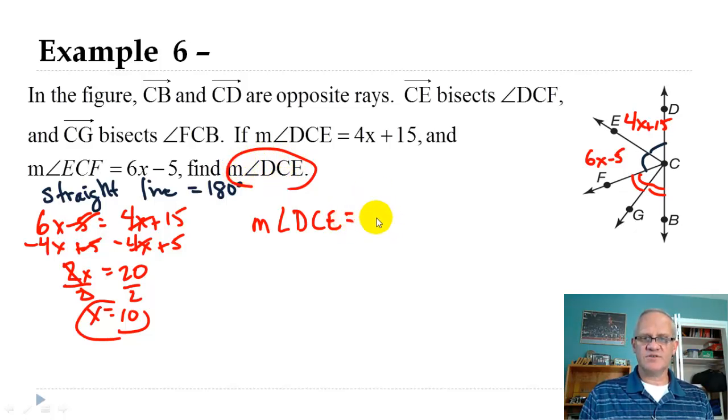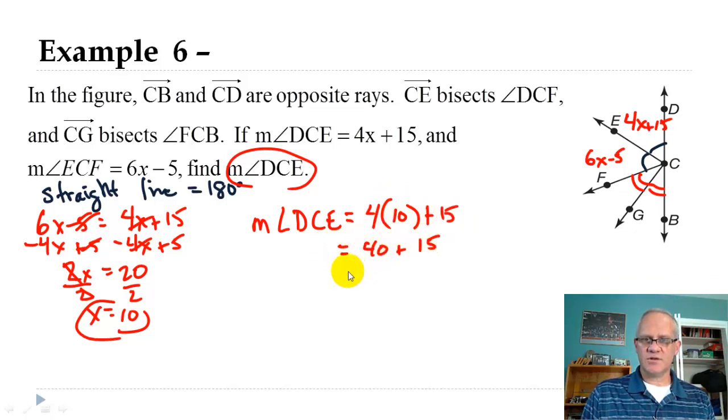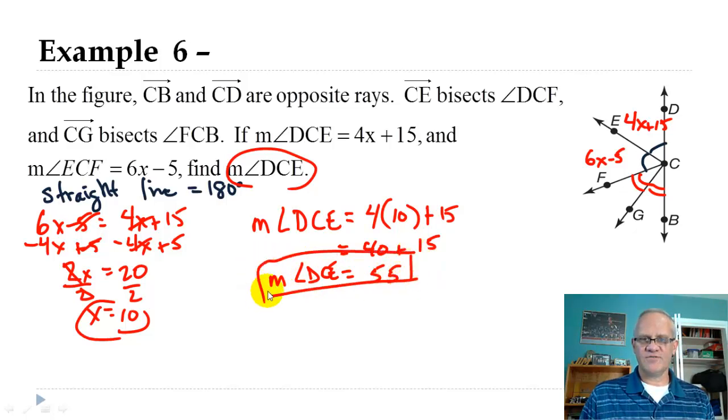So the measure of DCE is 4 times x, which is 10, plus 15. So that would be 40 plus 15, or in other words, 55 degrees. So the measure of DCE would be 55 degrees. Okay?